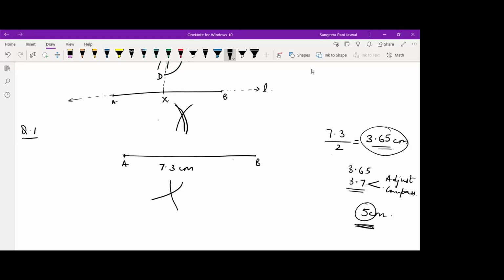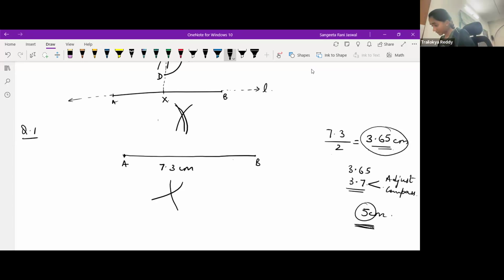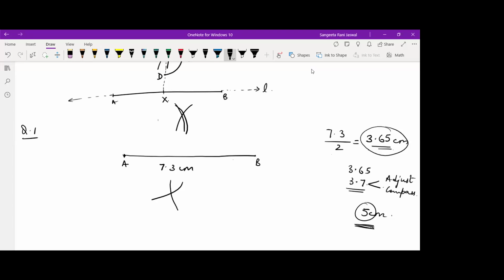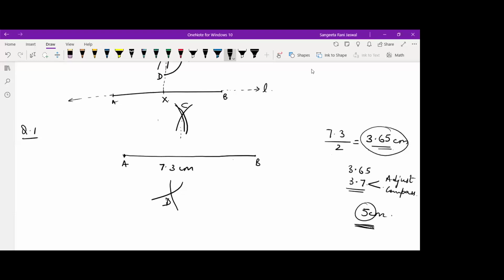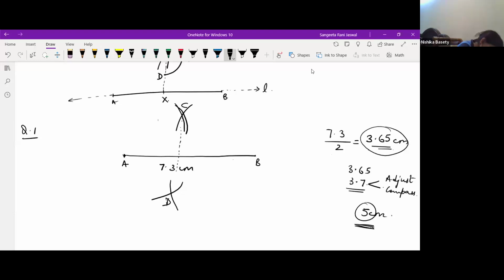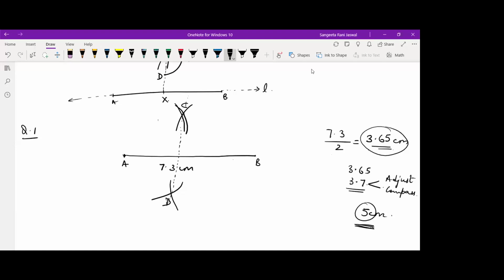Then, yes, ma'am. You can see you have 2 points now. Above, you just name this point as C and name this point as D, okay. Now join points C and D with your scale and pencil. Join points C and D. Okay. Now CD becomes your axis of symmetry.